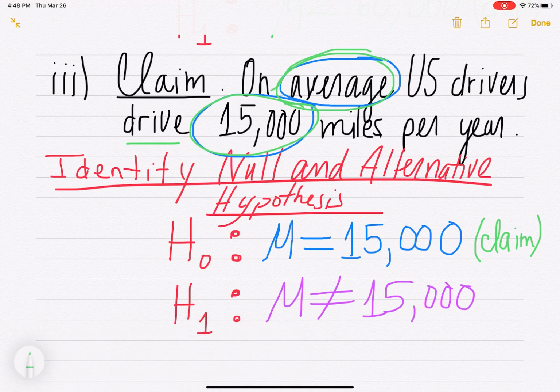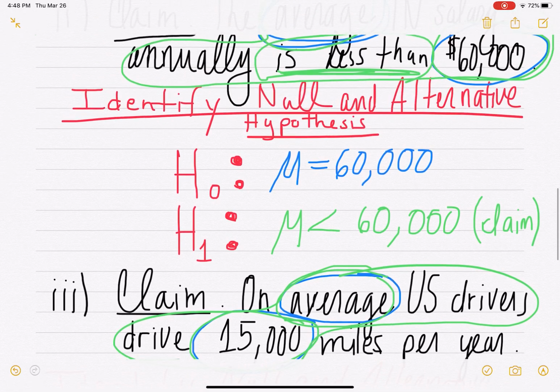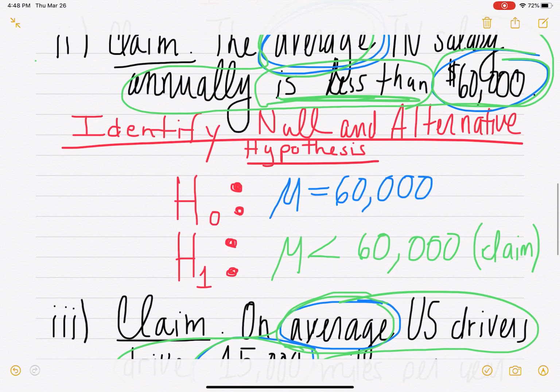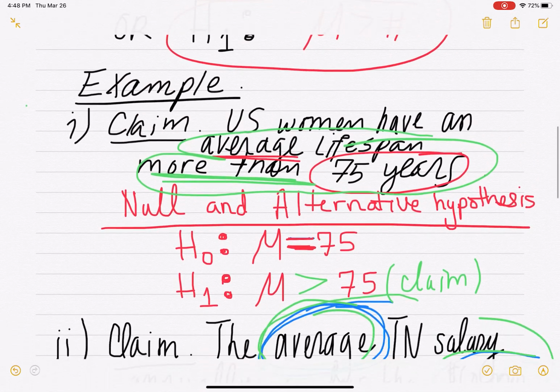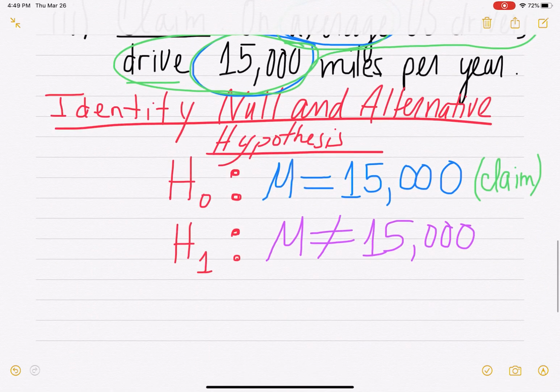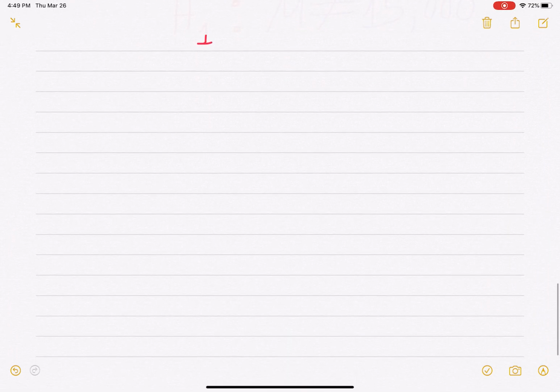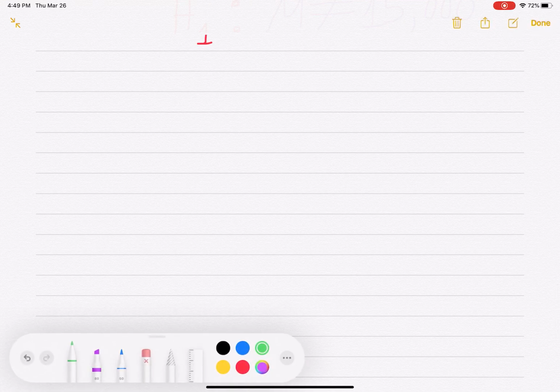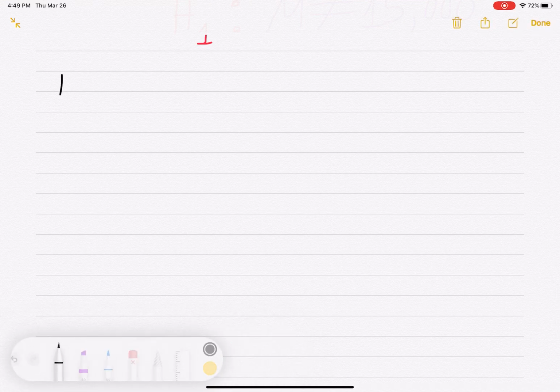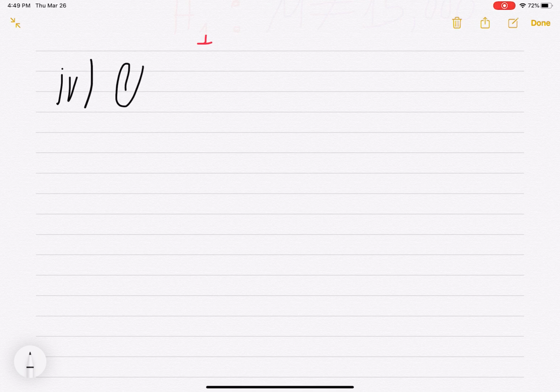So we actually have the claim here. The claim is the null hypothesis. And when that happens, the alternative will be not equal to. Not equal to. So in the other two, notice in the other two, the actual claim was the alternative. It's a little different. All right, let's do another one. Number 4. Let's say this is our claim.